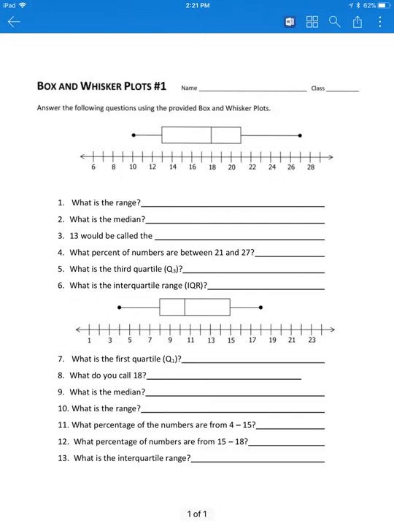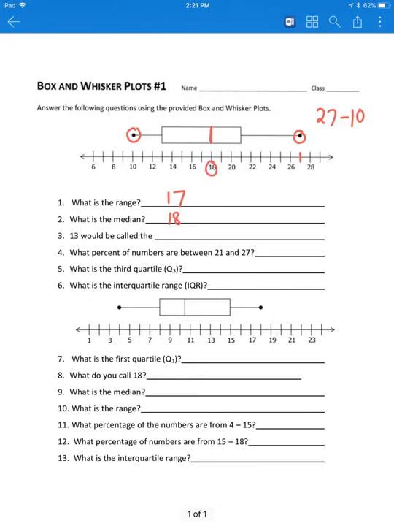All right, so let's start talking about questions 1 through 6. The first one says, what is the range? To find range, remember, it's the biggest number minus the smallest number. If I look here, the biggest number, my maximum, is 27. The smallest number, my minimum, is 10. And 27 minus 10 is 17. Next, question 2, what is the median? The median is the middle line in that box here, which is 18.